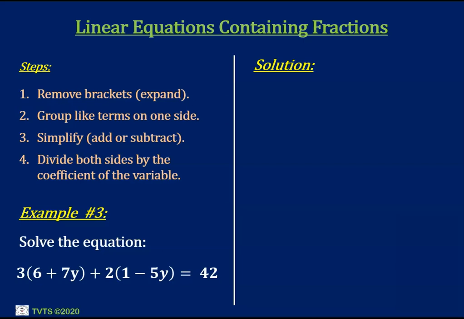We have the equation 3 into bracket 6 plus 7y plus 2 into bracket 1 minus 5y is equal to 42. In this example, we have two brackets and we will follow the same steps. So first of all, let's remove the brackets by multiplying the factors outside the brackets by each of the terms inside the brackets.